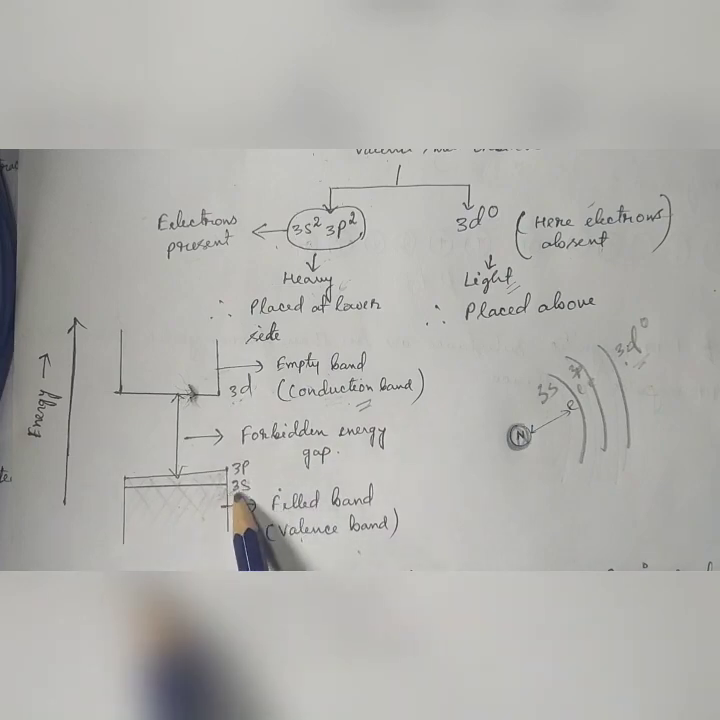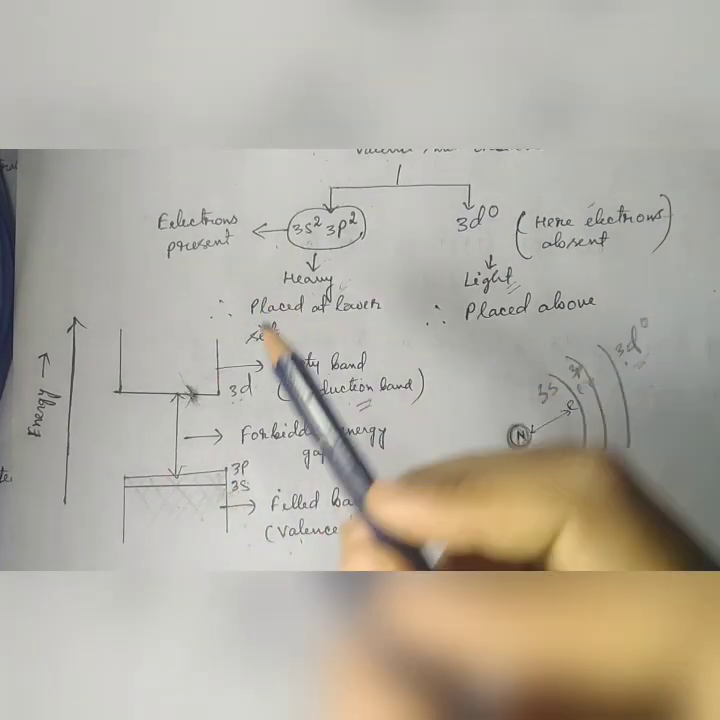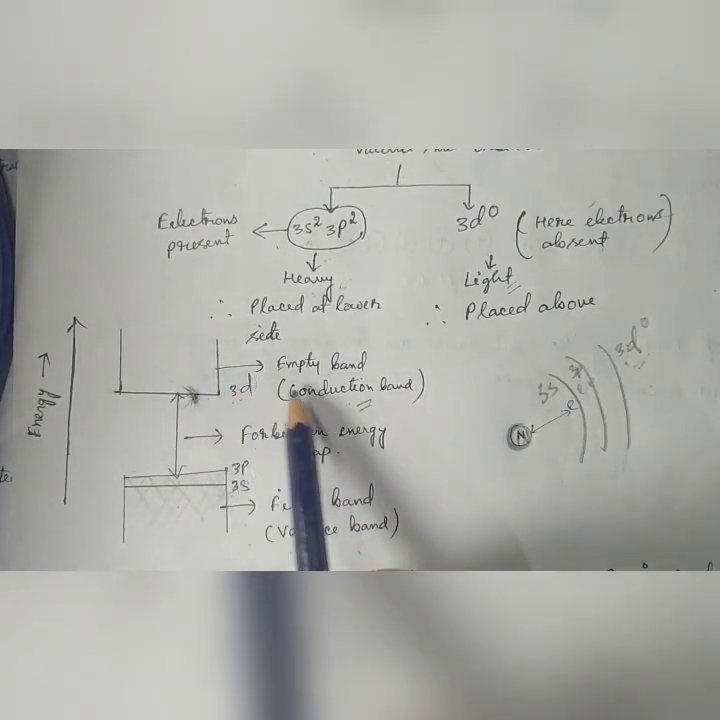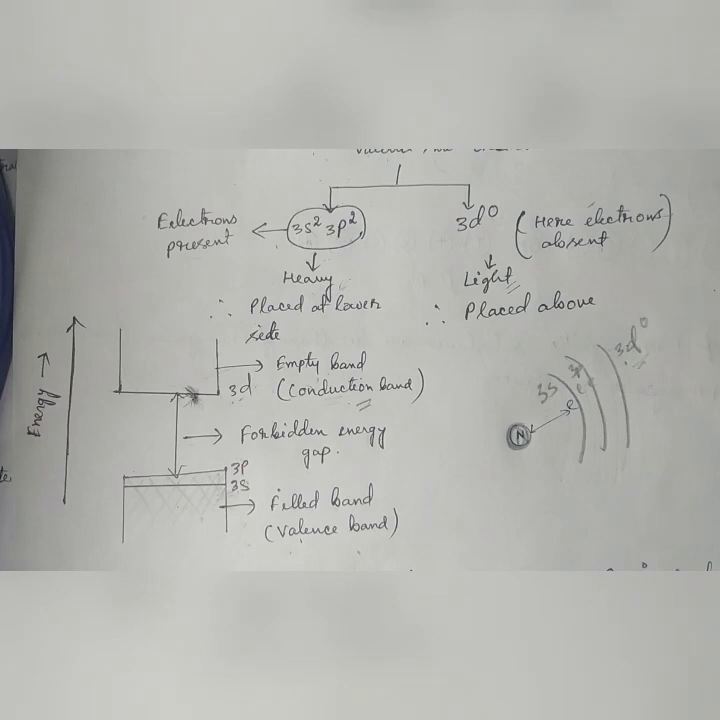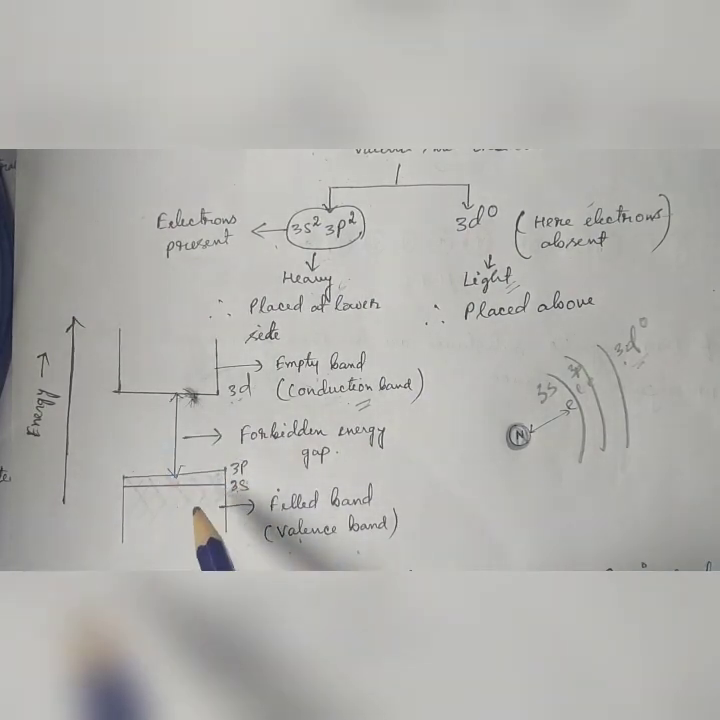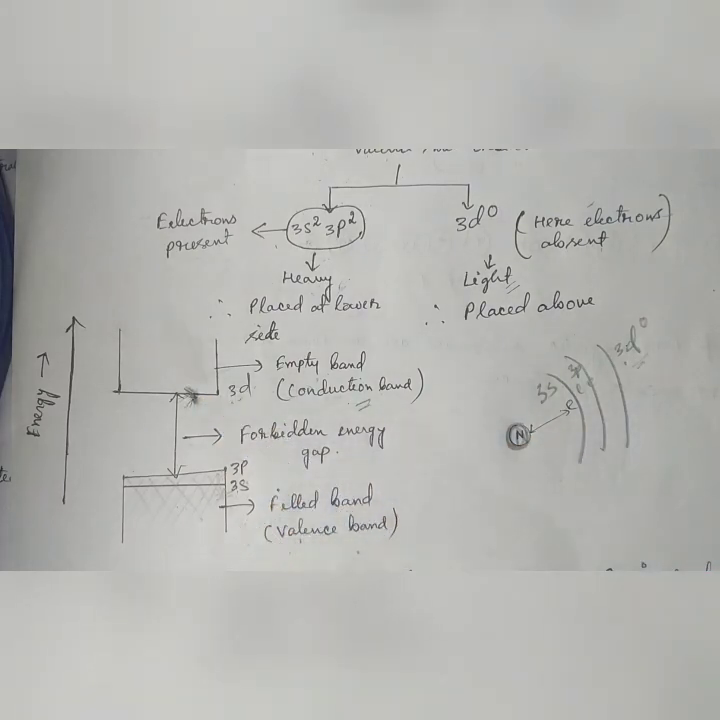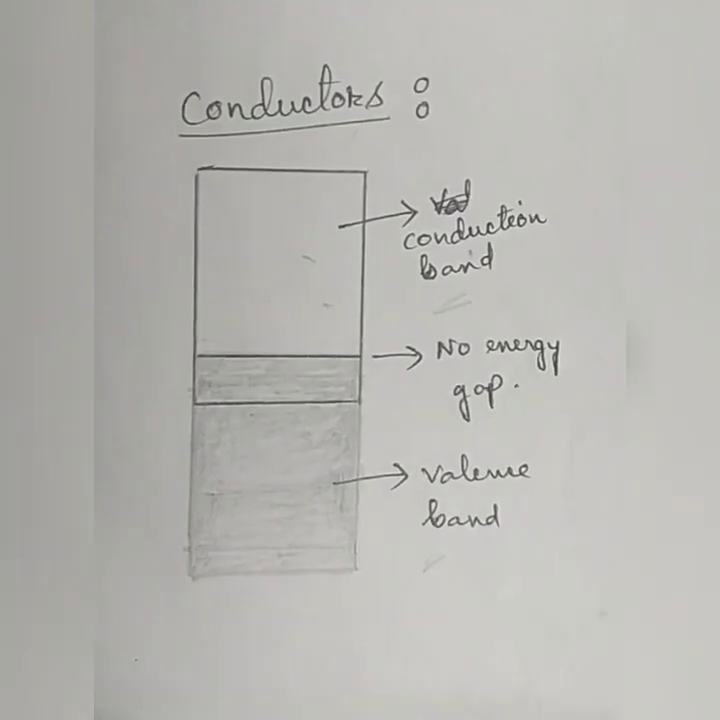So this is the band of 3s and this is 3p, and this is the band for 3d. Now this 3d band is empty, there is nothing. So this empty band is known as the conduction band. And here these 3s and 3p bands are filled with electrons, and these filled bands are known as the valence band. There is an energy gap between this conduction band and the valence band. This gap is known as the forbidden energy gap.